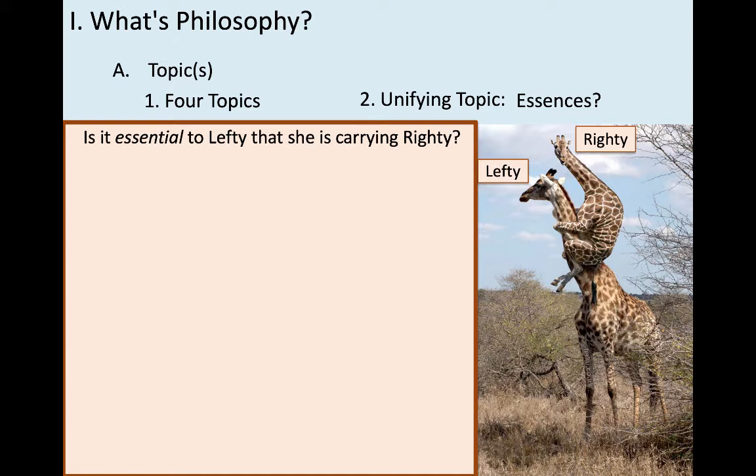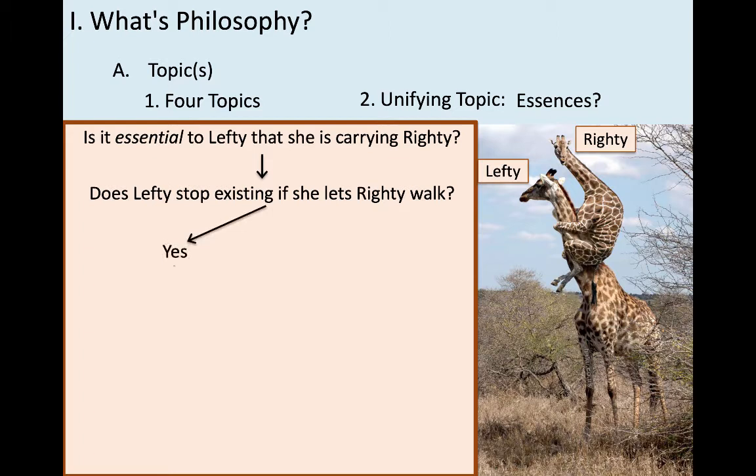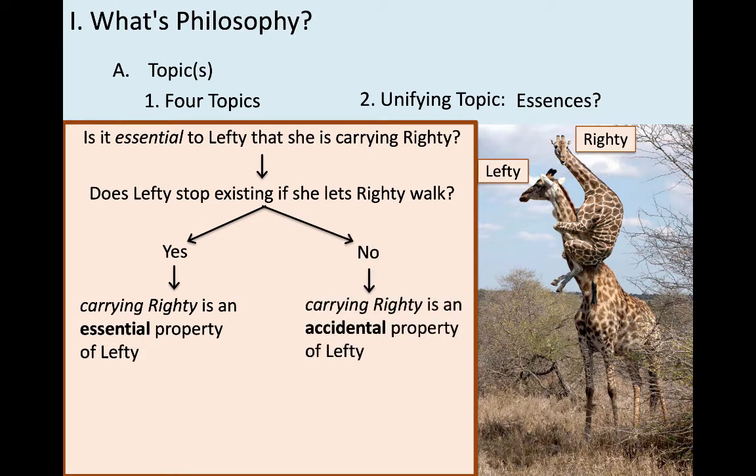And what I want you to see now is how you go about answering that question. Here's how you do it. You ask yourself, does Lefty stop existing if she lets Righty walk? So if Lefty were to put down Righty, would that be the death of Lefty? If your answer is yes, then carrying Righty is an essential property of Lefty. But if it wouldn't be the death of Lefty, if Lefty would continue to be Lefty even after she put down Righty, then the answer is no. She doesn't stop existing if she lets Righty walk, and therefore carrying Righty is an accidental property of Lefty.